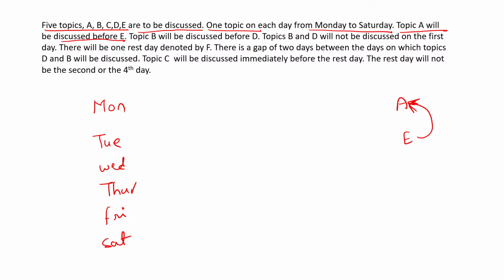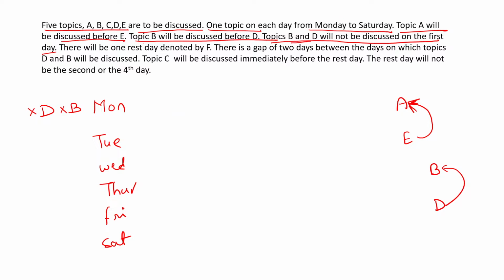Let's move on. Topic B will be discussed before D. So you have to discuss B before you discuss D, but you don't know how many days before. Topic B and D will not be discussed on the first day. When I have positive information, I write it on the right side. When I have negative information, I write it on the left side. So this should not be B and this should not be D. That means I should not place B or D in this particular place.